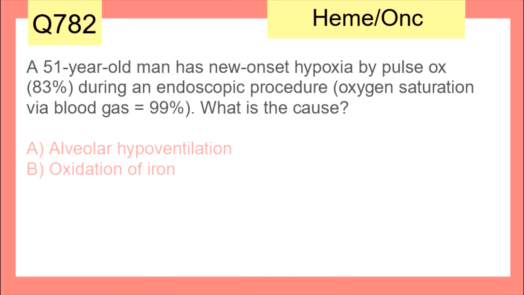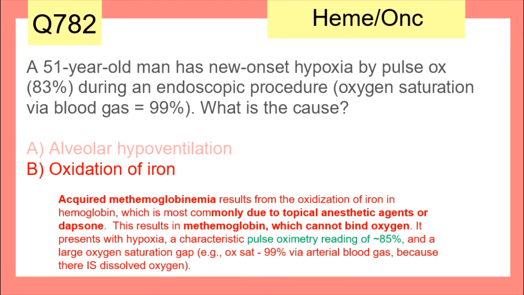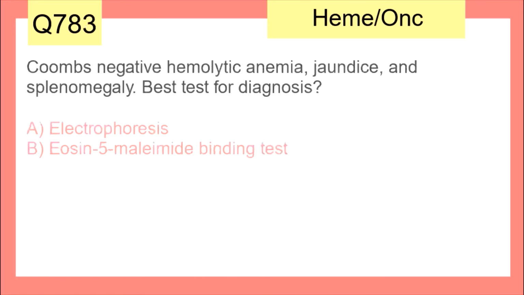gas is 99. This is methemoglobinemia, oxidation of iron. That's what causes acquired methemoglobinemia, oxidation of iron in hemoglobin, and the pulse ox is going to show something low, like 85%, but the O2 sat is going to be 99% on blood gas because there is dissolved oxygen in this condition. 783, Coombs negative hemolytic anemia, jaundice, and splenomegaly.